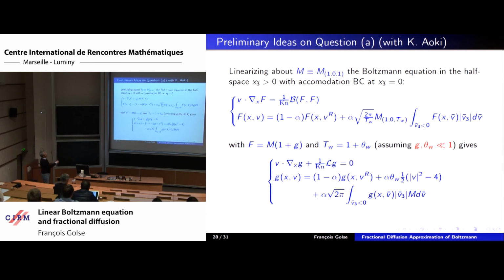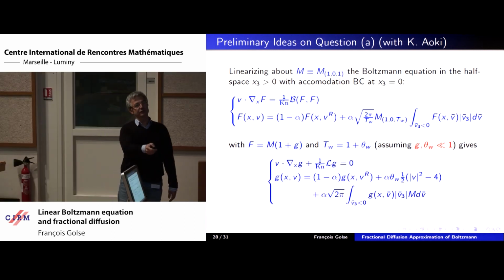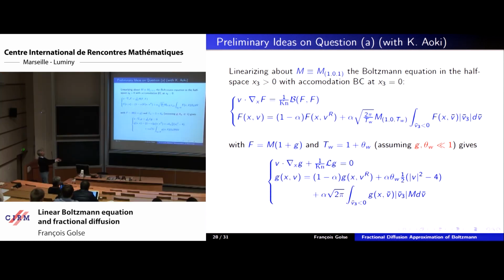So you take the flux of outgoing particles, and out of this, you construct a Maxwellian. This Maxwellian involves the temperature of the wall, right? And you re-emit particles with this law in the domain, in the upper half space, okay?